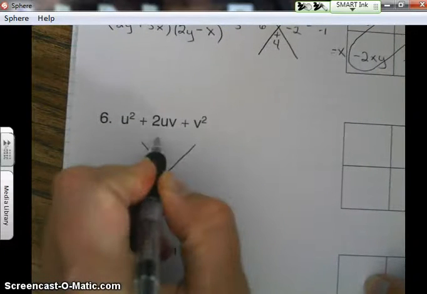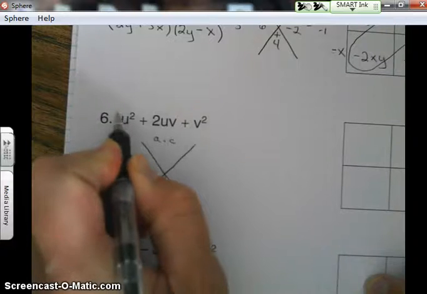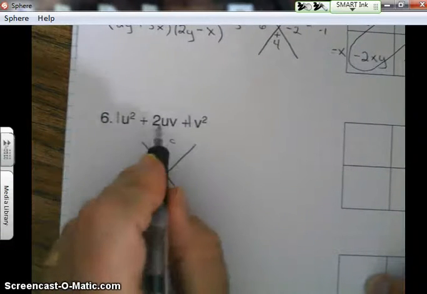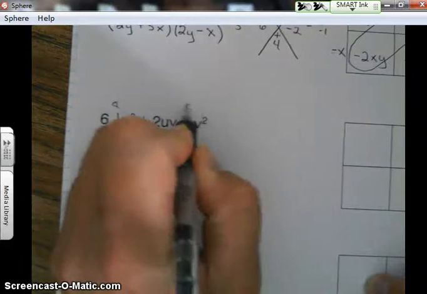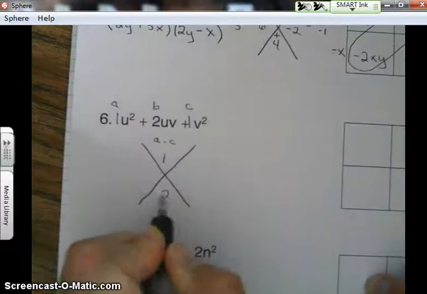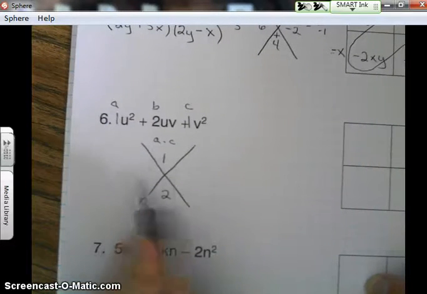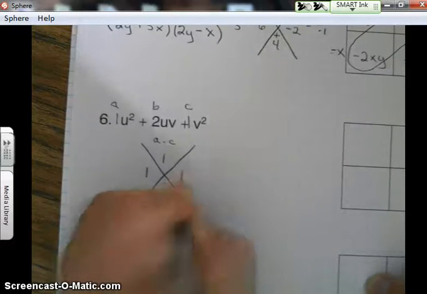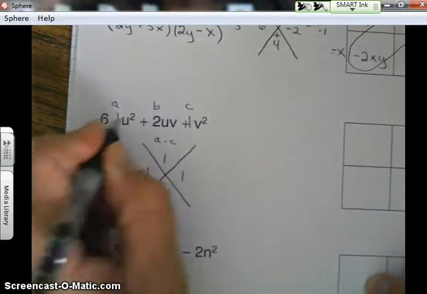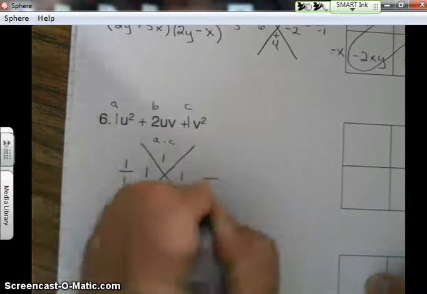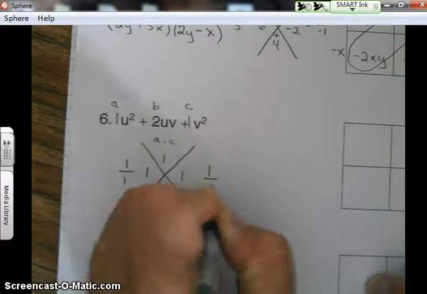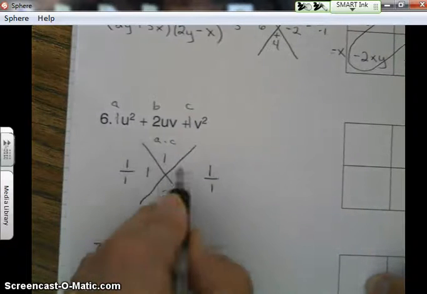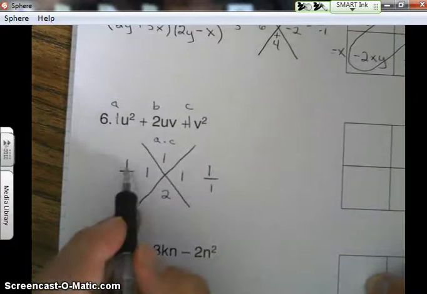So, a times c, so that would be 1 times 1, and then the b value goes below. So two numbers that multiply to give you 1 and add to give you 2. 1 and 1. In this case, 1 goes on top over 1. A value on top over 1. Now I wrote it a little bit differently. You could just put the 1 over the 1 like we did before.